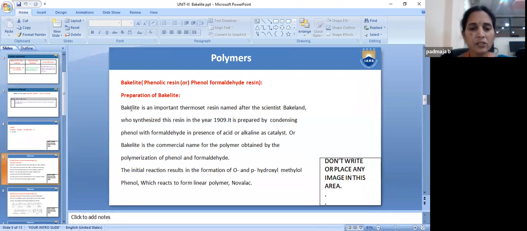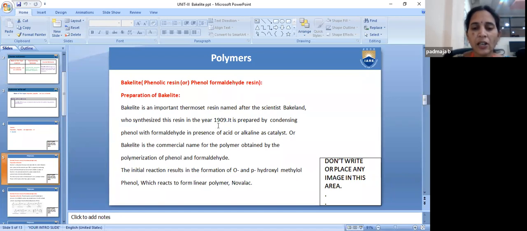Preparation of Bakelite. Bakelite is an important thermoset resin, named after the scientist Baekeland, who prepared this polymer. It is also known as phenol formaldehyde resin or phenolic resin.